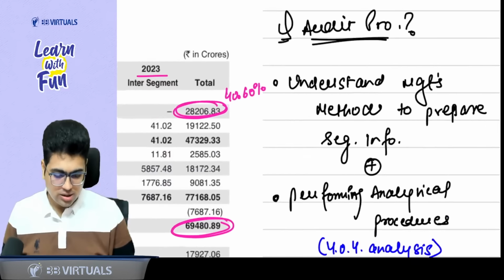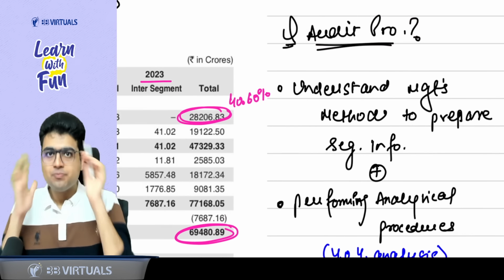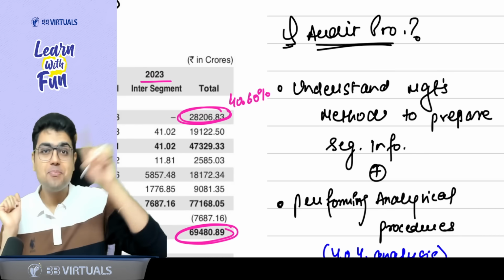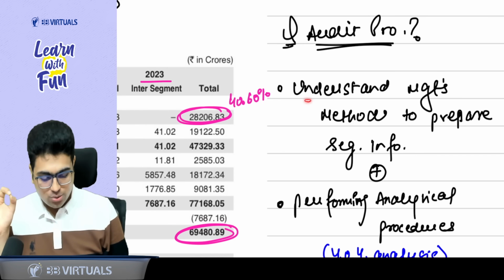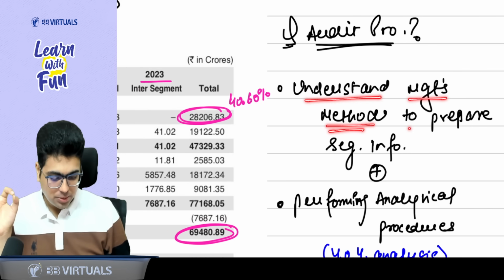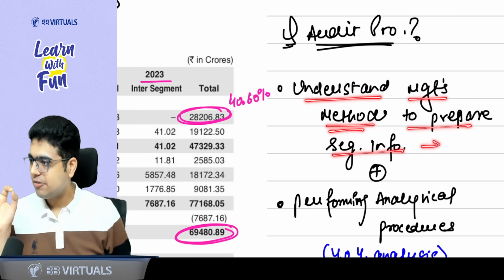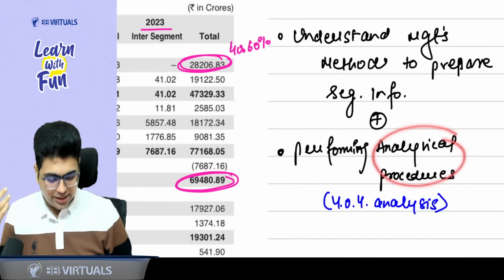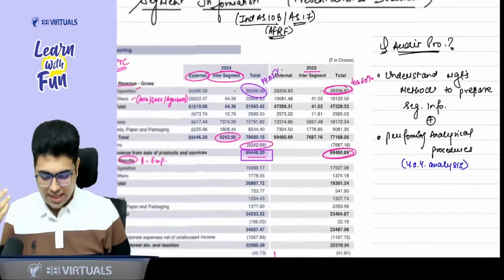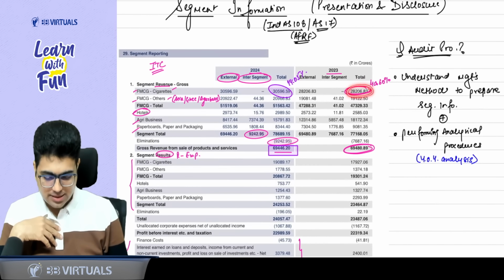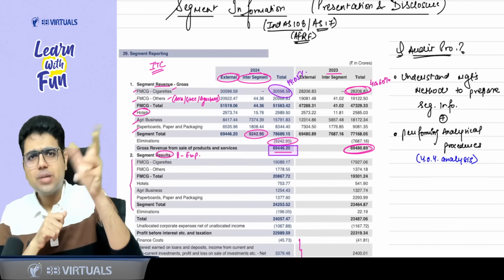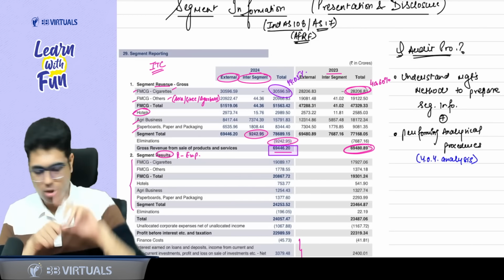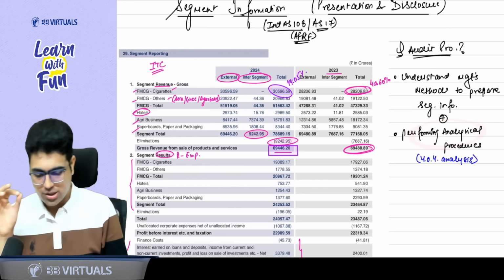So considering all this, what is the procedure I can do? First of all, tell me, whose responsibility is it to prepare all this segment information? Management's responsibility. So you need to understand whether management's method to prepare the segment information is as per the applicable FRF or not. Then you can perform some analytical procedure like year on year analysis. Like last year cigarette revenue was 40%, this year it is 44%. So it appears that segment results are somewhat similar, so there should not be any problem. This type of analytical procedures we can do as an auditor.